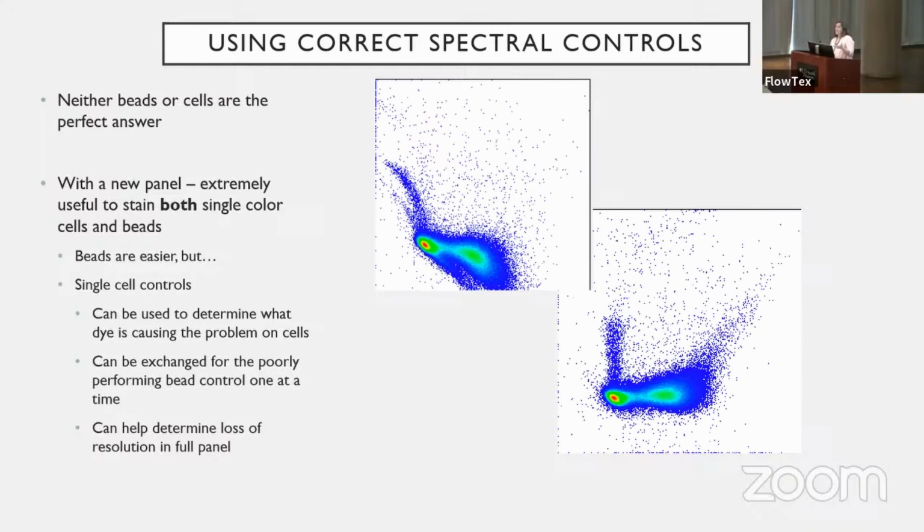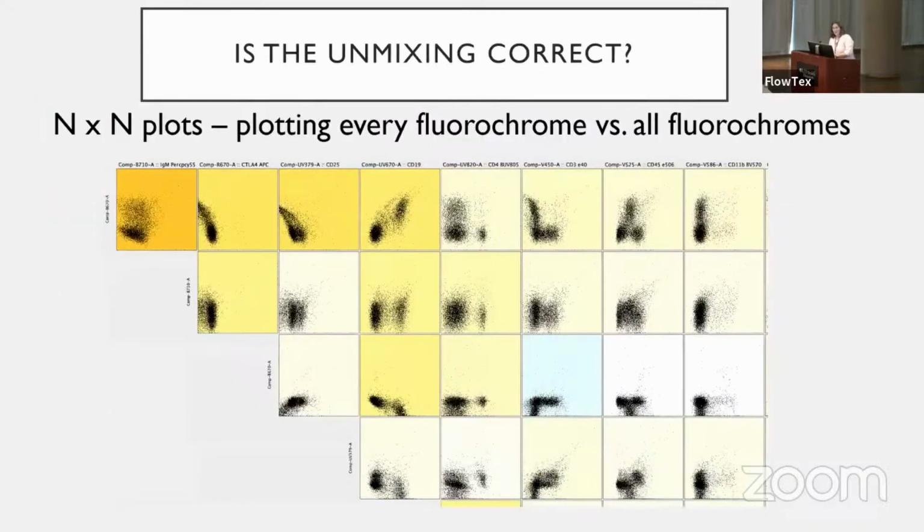And we will just know for our final experiment moving forward that we're going to use 5 cell controls, 35 bead controls. And as I mentioned earlier, it can help determine the loss of resolution in the full panel. So how do you look at these? Now, this happens to be FlowJo. I don't care what software you work in. Most of them have a way of looking at an n by n plot.